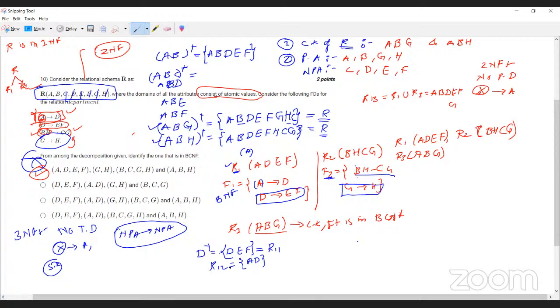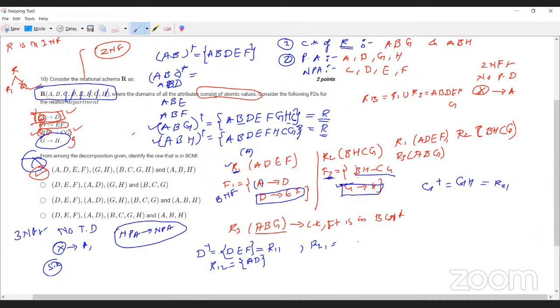Yes, sir. So now let us check for F2. This is not satisfying my 3NF condition. Just take the closure of G. If I take the closure of G, what will I get? GH only, right? So I can make this R21. For my R2, H is a prime attribute. Since BH is the key, H will be a prime attribute and it satisfies 3NF. H is a prime attribute, right? And G is not a prime attribute. For this relation R2, BH is the key, right?